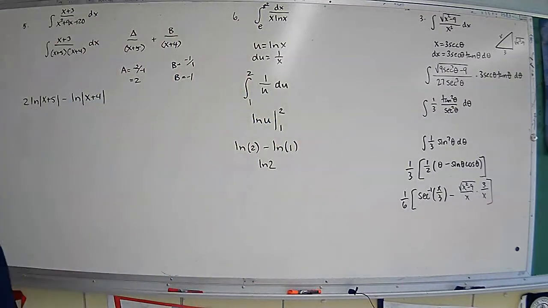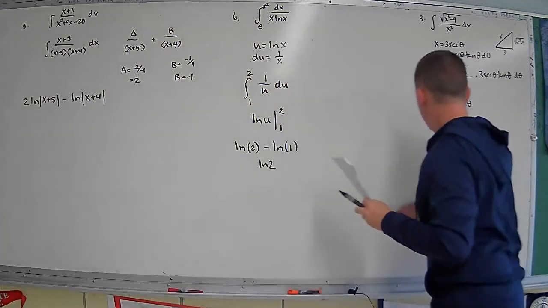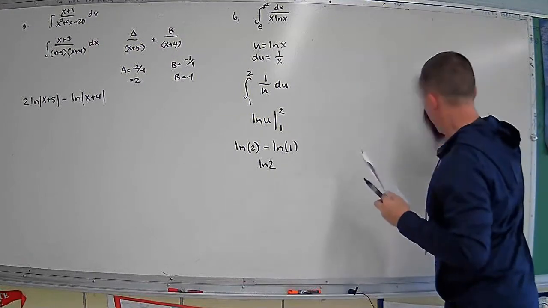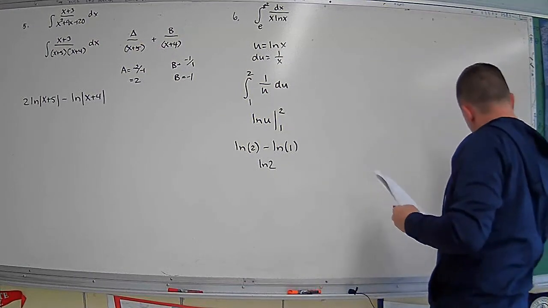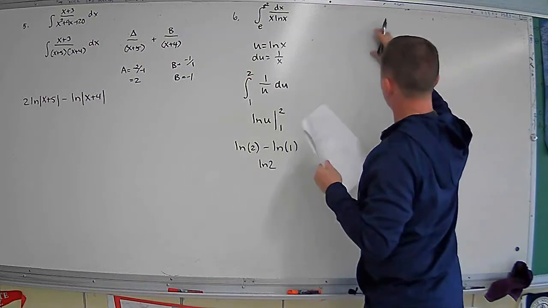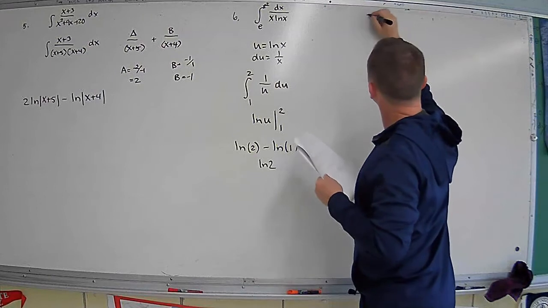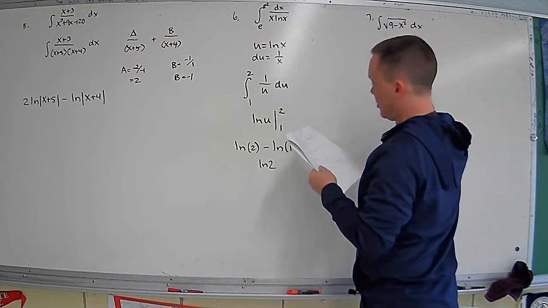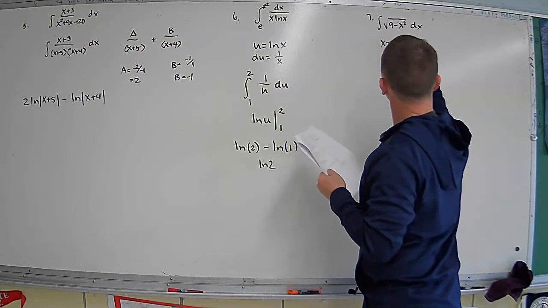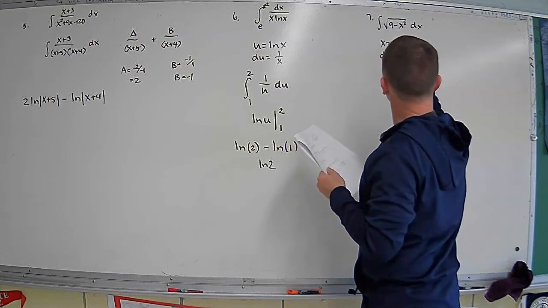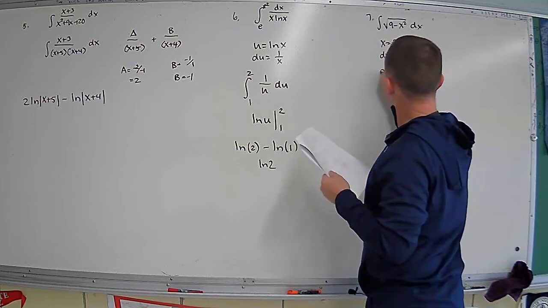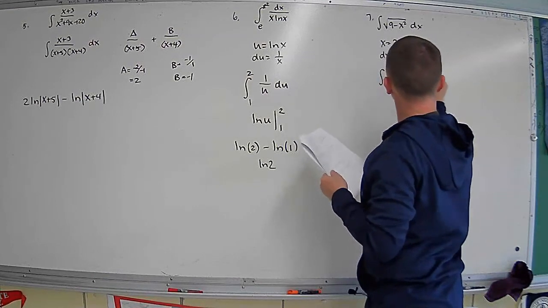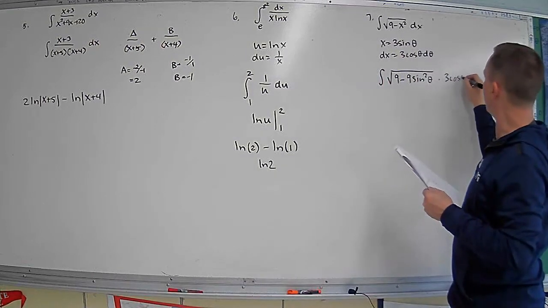All right, next one, number 7, is the other trig sub. It sort of forced you into knowing how to do a trig sub and integrating sine squared or cosine squared. The integral of the square root of 9 minus x squared dx. So x is 3 sine theta, dx is 3 cosine theta d theta. So this is the square root of 9 minus 9 sine squared theta times 3 cosine theta.